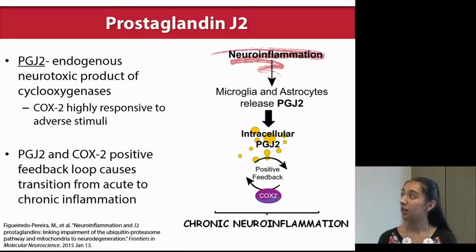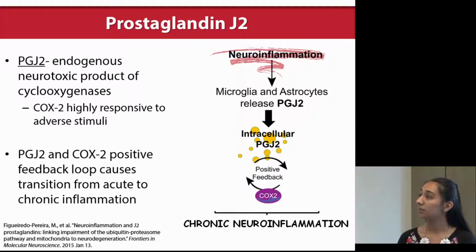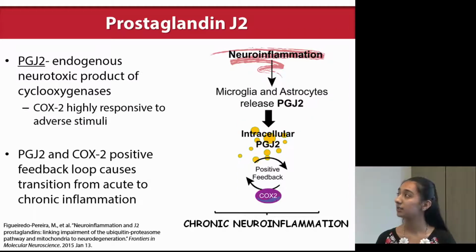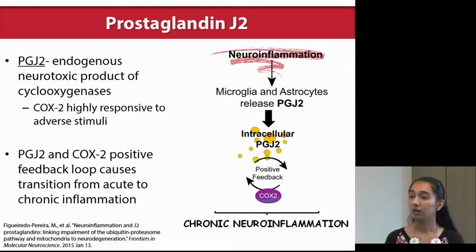Prostaglandin J2 is an endogenous neurotoxic product of cyclooxygenases, and cyclooxygenases are key enzymes in the inflammation cascade. As you can see in the scheme on the right, neuroinflammation causes glial cells, microglia and astrocytes in particular, to release prostaglandin J2. This causes an intracellular increase in prostaglandin J2, which has a positive feedback loop on the enzymatic activity of the COX-2 enzyme. This positive feedback loop causes a transition from acute to chronic neuroinflammation.